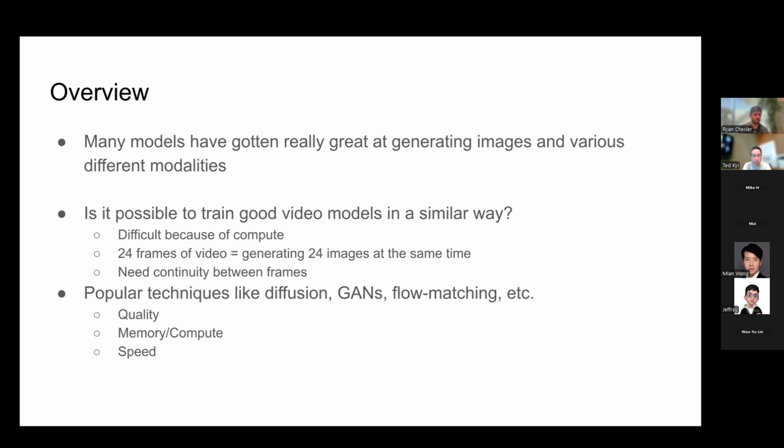There's a bunch of popular techniques and different ways to do video. People have done diffusion and GANs and flow matching. The big thing here is you want high quality, high fidelity video that looks realistic and has all of the details right. But you also want low memory and compute usage. It's really difficult to fit an entire, I don't know, 5 minute video into your GPU's memory. You just can't do it. So you have to find some optimizations to be able to handle that.